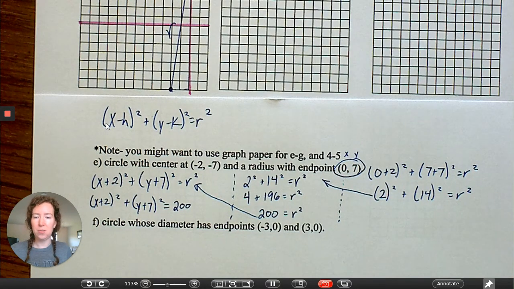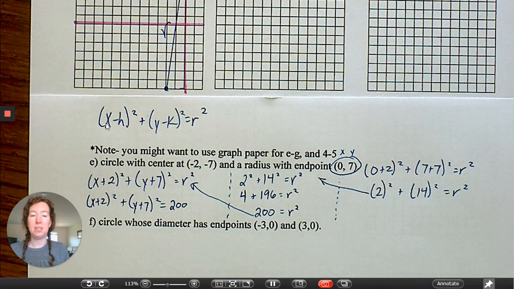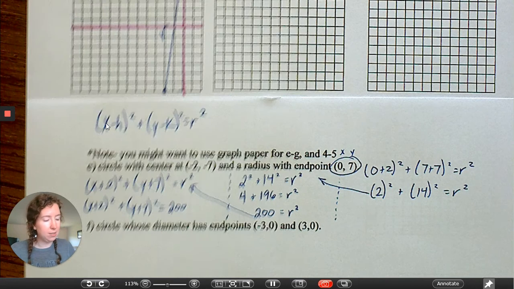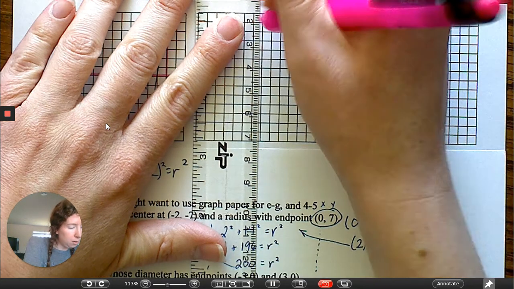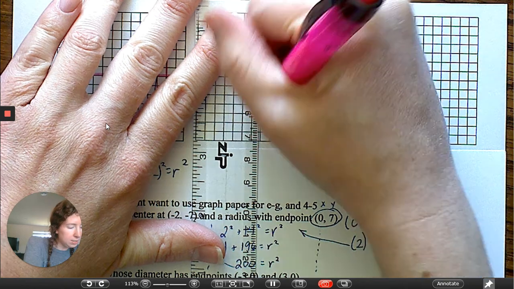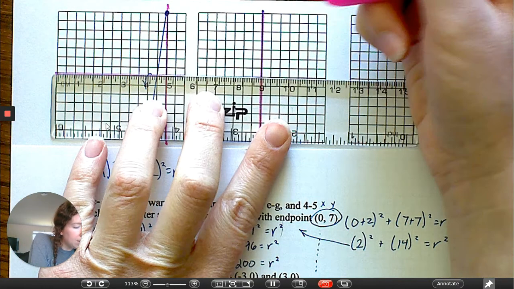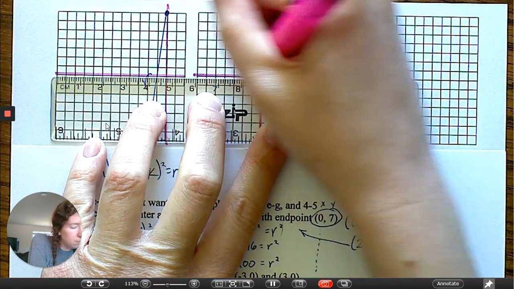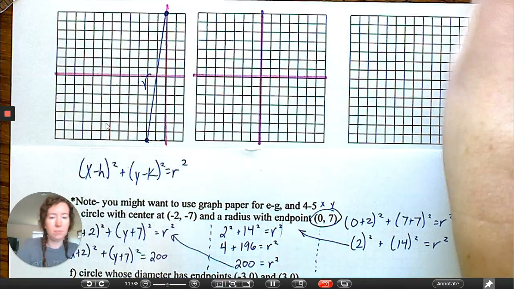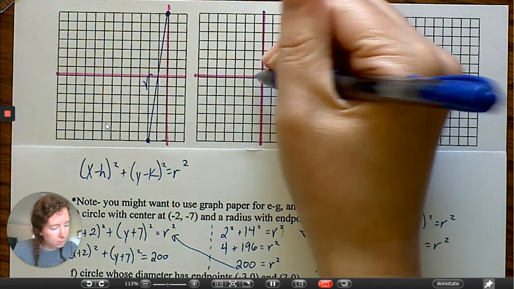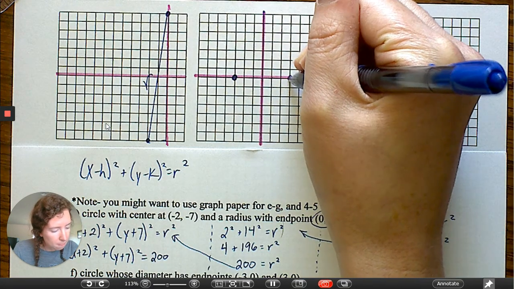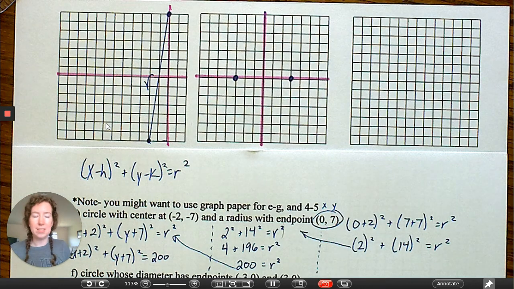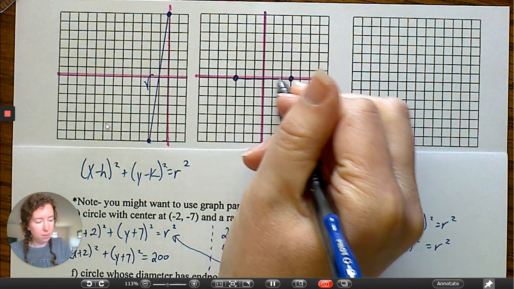All right, let's look at the next one. We want to find the equation of a circle whose diameter has endpoints at -3, 0, and 3, 0. So in this case, they're not giving us either the center, nor are they giving us how long the radius is. So I'm going to graph this and get a good visual. I have -3, 0 right there, and 3, 0. This represents the diameter of my circle.